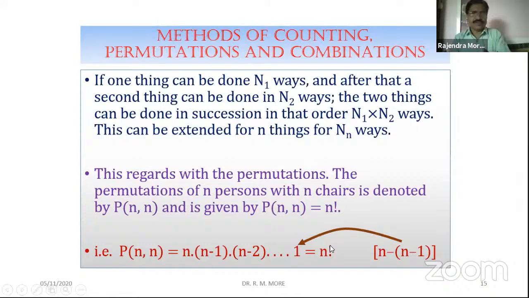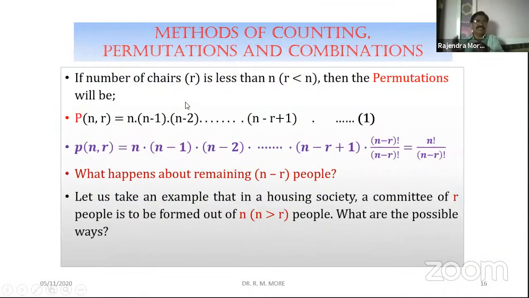In the previous slide we saw n chairs and n persons. But if we are arranging only 3 persons, the remaining 7 persons will be without chairs. So what happens in this case? That is 10 minus 3, 7. What happens about n minus 3? Here we are trying to explain it. If the number of chairs is less than n, then the permutations will be counted in a different way.